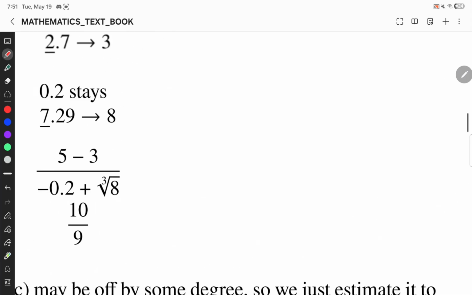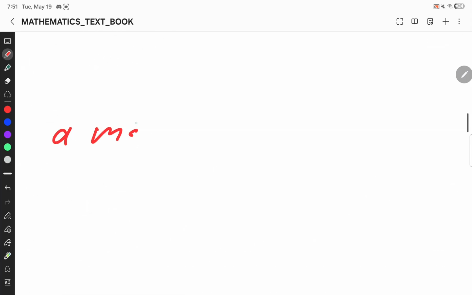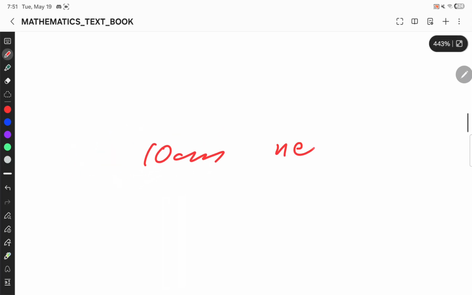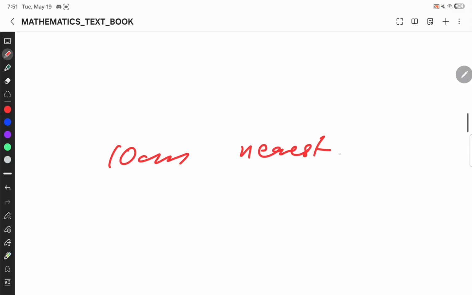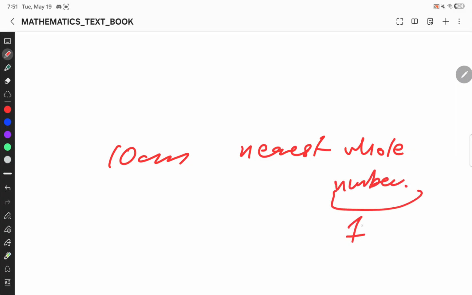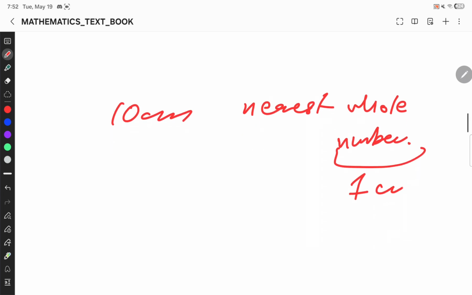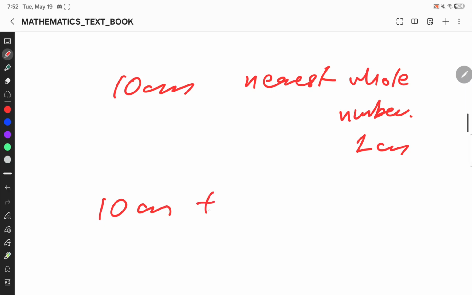Let's say a measurement, for example 10 centimeters, is written to the nearest whole number. What does this mean? Whole number meaning 1 centimeter, nearest to 1 centimeter. This is your accuracy. Okay, don't mind the background noise. Okay, sorry. So your accuracy, here it is 1 centimeter. You are going to take this, okay, and add or subtract depending on what it asks you.